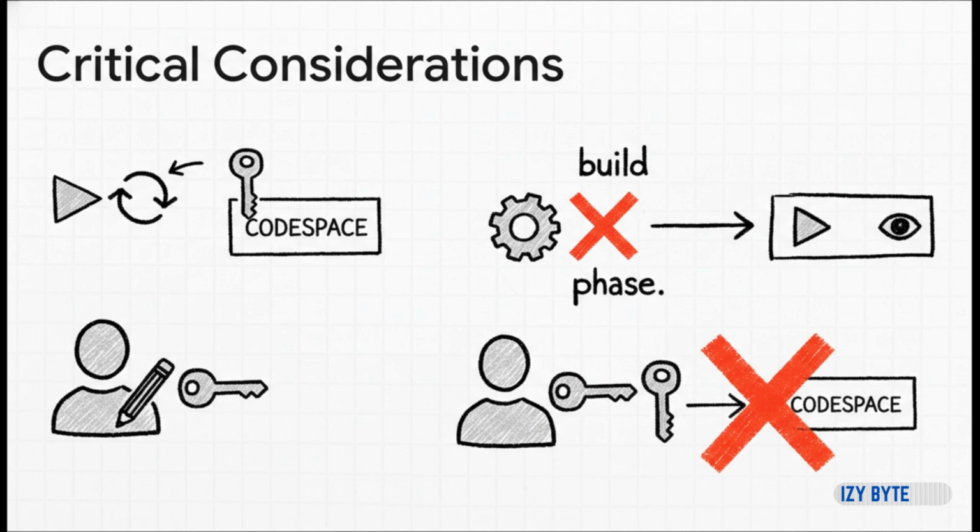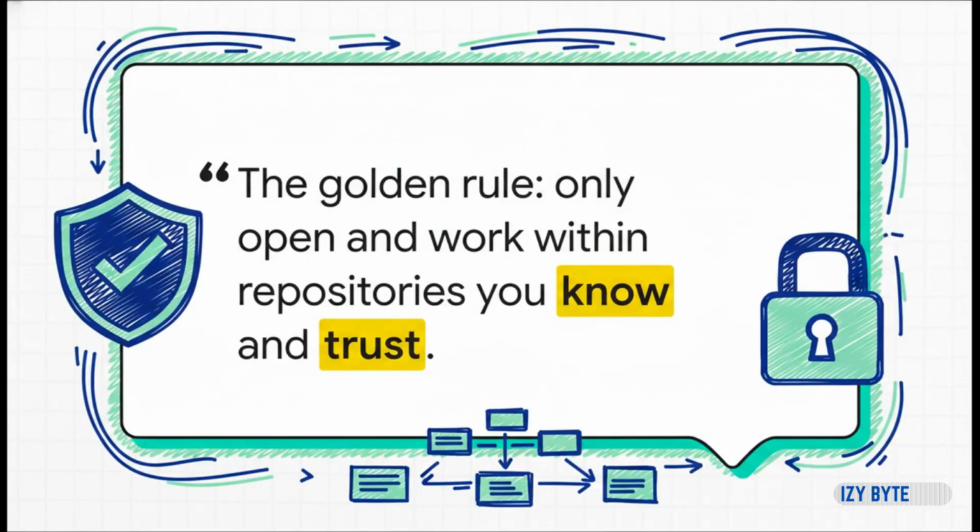Second, and this is a big one for security, your secrets are not available during the initial build phase. This is to prevent them from accidentally being leaked into public system logs. And finally, for extra protection, if you don't have write access to a project, your secrets won't get injected at all. Period. And all of this leads to what is without a doubt the single most important rule of all.